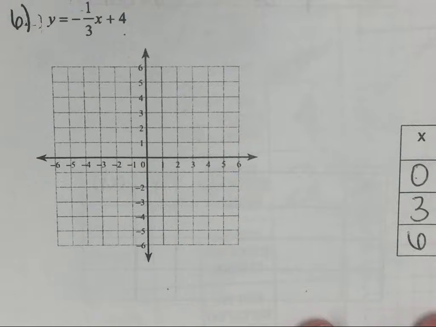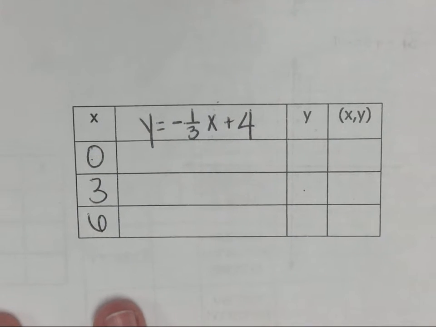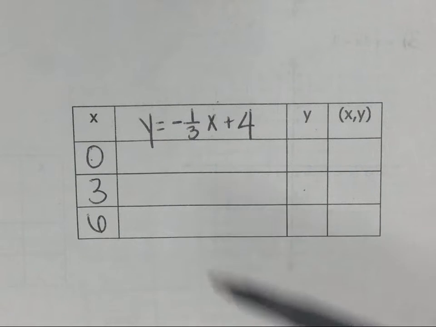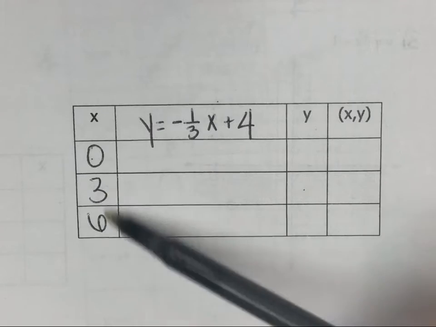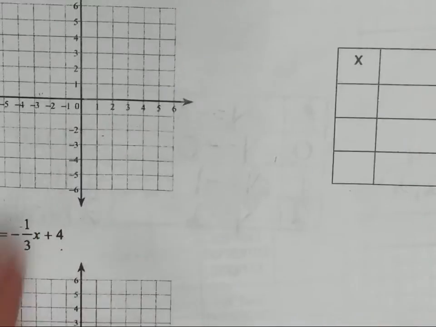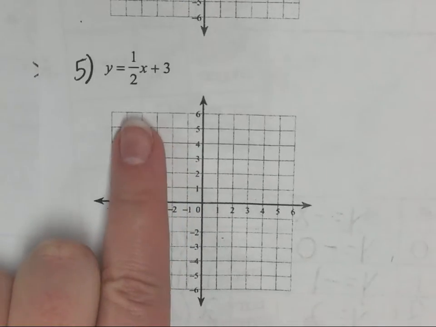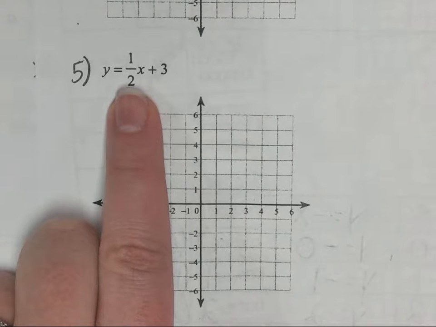Since it is being multiplied by 1/3, we want to use numbers that are divisible by 3. Over here on number 5, I'm not going to do this one with you, but since it's being multiplied by 1/2, we want to use numbers that are divisible by what?